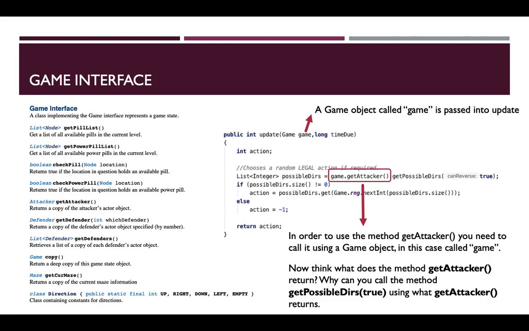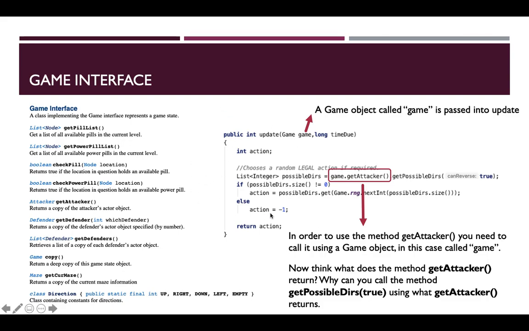I'm going to go over very briefly the game interface as an overview, but I want you to go over all of them and do the same that we're going to be doing here. So if we look on the game interface, these are not all the methods, but some of the methods that you can use. You have getPillList, getAttacker, getDefender, and underneath each of the names, it gives you a description of what that method should do.